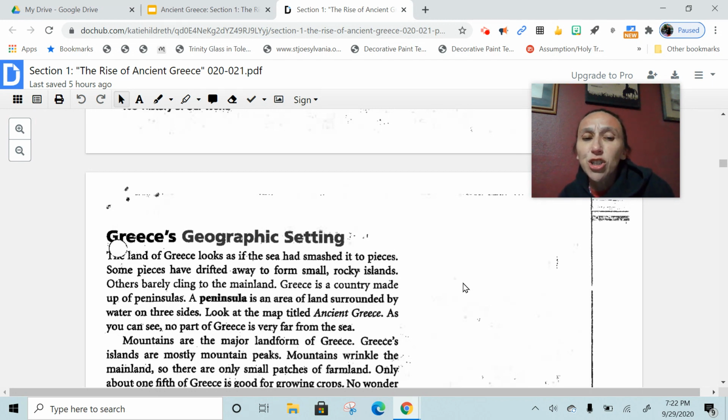The land of Greece looks as if the sea had smashed it to pieces. Some pieces had drifted away to form small, rocky islands. Others barely cling to the mainland. Greece is a country made up of peninsulas. A peninsula is an area of land surrounded by water on three sides. Look at the map titled Ancient Greece. As you can see, no part of Greece is very far from the sea.